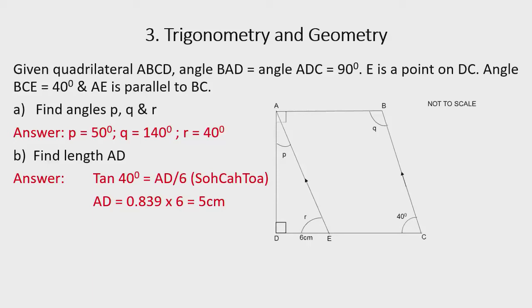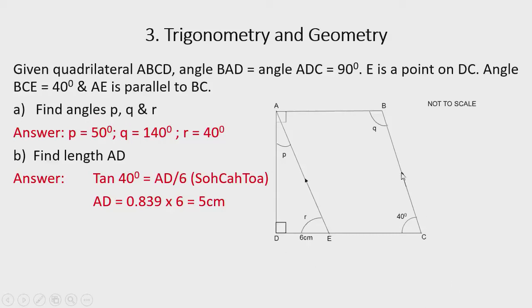Given quadrilateral ABCD, angle BAD is equal to ADC, which is 90 degrees. Basically saying this angle and this angle are the same, 90 degrees each. E is a point on DC. Angle BCE is 40, and AE is parallel to BC. These two are parallel. Now the question is find angles P, Q, and R.